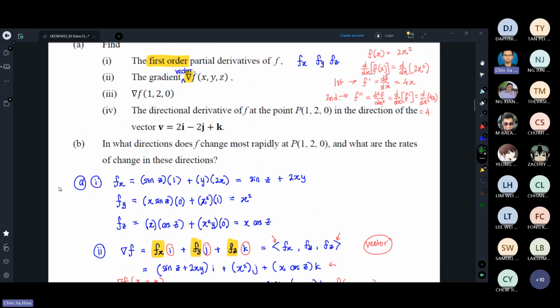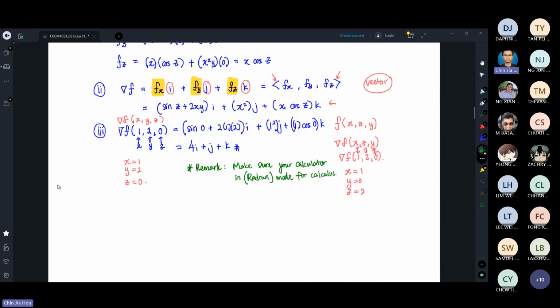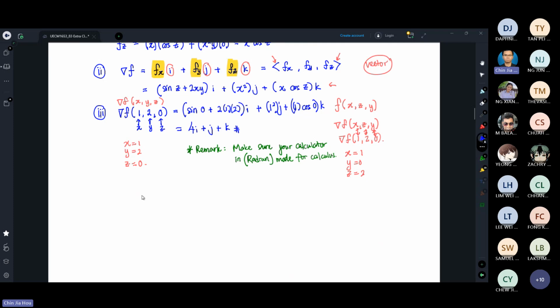Now we are done with the first three, which is pretty straightforward. The last one is the directional derivative. The directional derivative is, again, not something that is very complicated. You just need to know two things. You need to have a vector. You need to find for the vector.